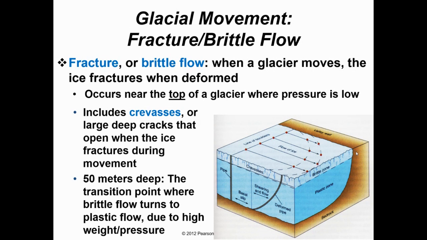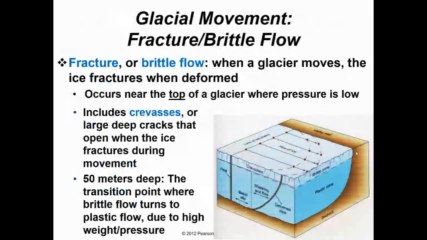Now, the brittle zone also includes those cracks that we know to be called crevasses. Crevasses can be surprisingly deep, but typically they're not going to go below about 50 meters deep, and that's about 150 feet. That's the point at which the brittle zone ends and the plastic zone begins. So crevasses don't form in the plastic zone because it's not brittle.